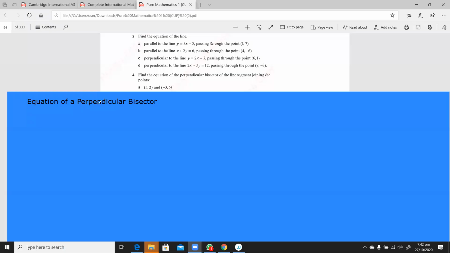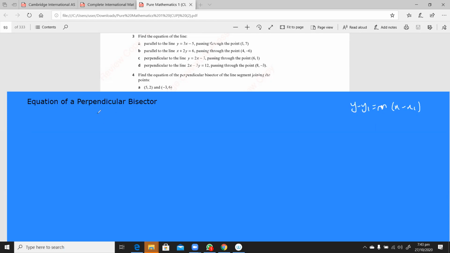Okay, so now, equation of a perpendicular bisector. Before you go into the equation of a perpendicular bisector, you must be very good at writing the equation of a line. Especially writing the equation of a line when you have a point on the line and the gradient of that line. So we'll be using this formula here: y minus y1 is equal to m into x minus x1 for the equation of a line.